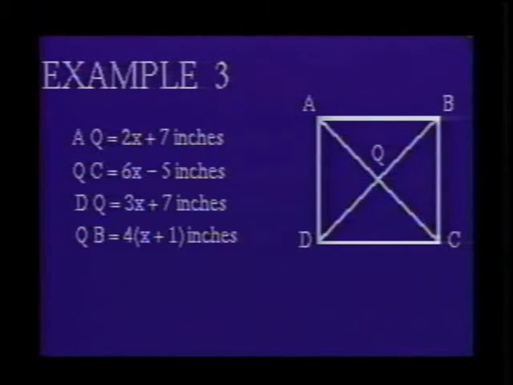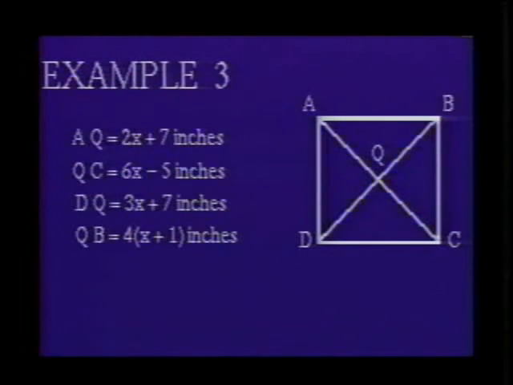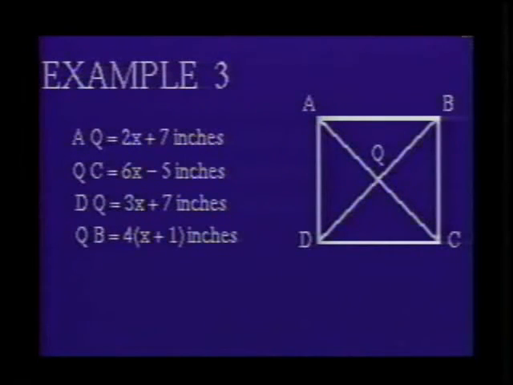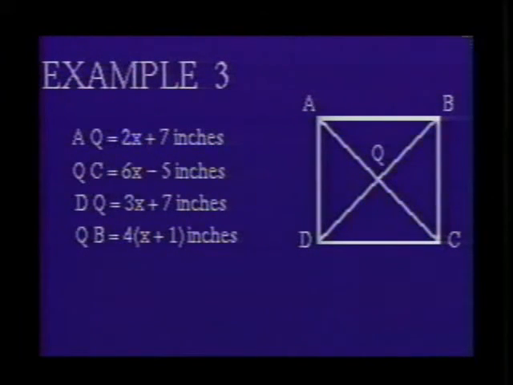Example 3. In parallelogram ABCD, determine the lengths of line segments AC and BD, given that the length of line segment AQ is 2x plus 7 inches, the length of line segment QC is 6x minus 5 inches, the length of line segment DQ is 3x plus 7 inches, and the length of line segment QB is 4 times the quantity x plus 1.